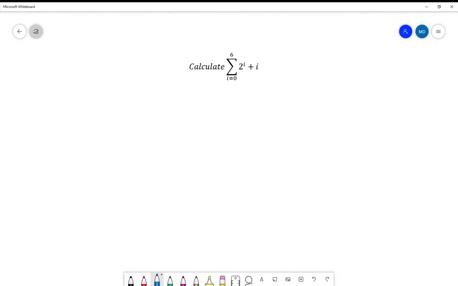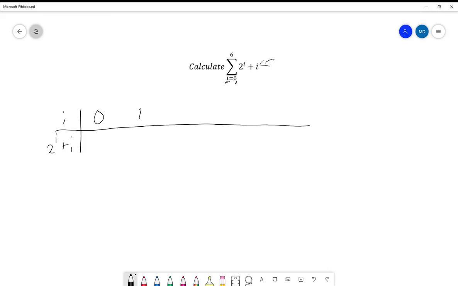Similarly here, this is almost exactly the same, except for a couple of things. First of all, rather than n's, it's i's. And rather than starting at 1, we start at 0. But otherwise, it's exactly the same. We've got i, and we want to calculate 2 to the power of i plus i. And we want to go from 0, 1, 2, 3, 4, 5, and 6.